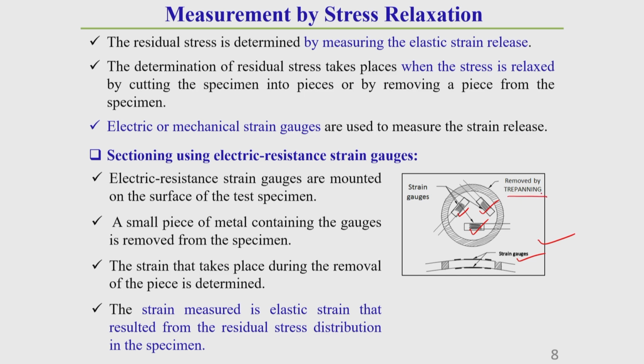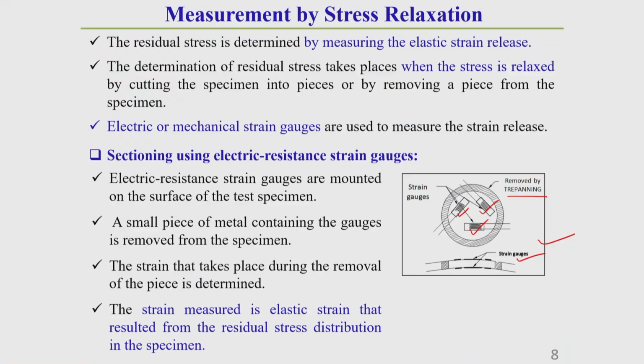The trepanning technique generally removes the material by making a bore type of hole. I will show you how it is done. Here is a small piece of metal containing the strain gauge. You can see this is a circular type of cut we make. This circular cutting is made by using a trepanning operation.